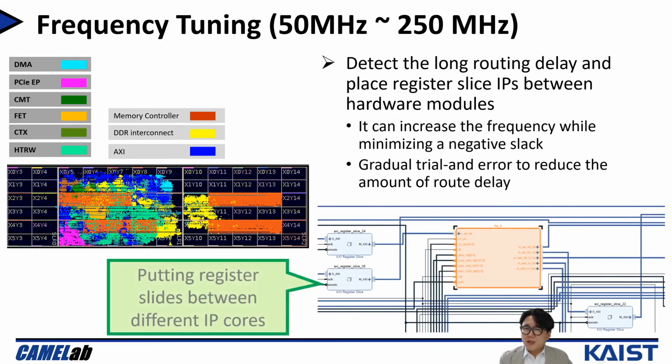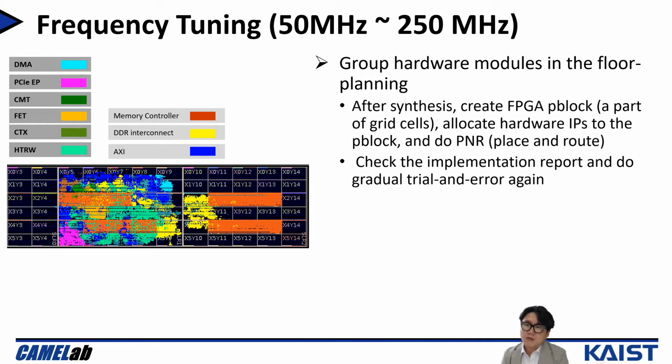Let's consider the FAT as an example. We place multiple register slices to remove the input and output delays. It looks simple, but this process cannot be done in just a single-shot synthesis. Specifically, we are required to check the negative slack and perform this tuning for all logic in a gradual trial-and-error fashion.